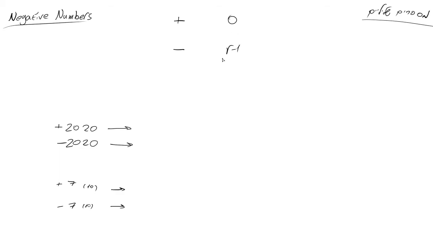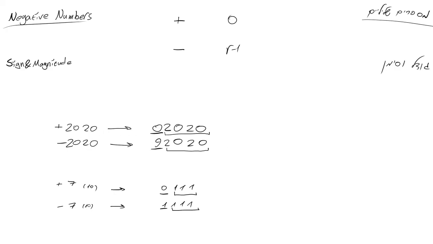And you know that if you look at a number which you are told is signed to some degree, you can just look at its leftmost digit and you can tell immediately whether it's positive or negative by 0 or r-1. And here are the methods.